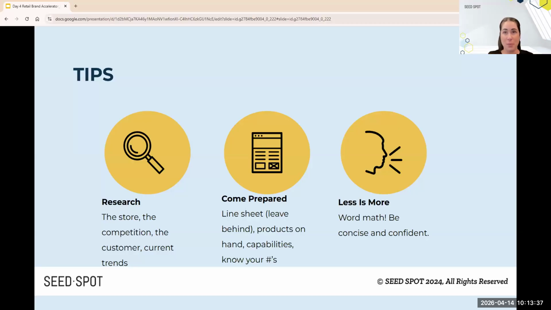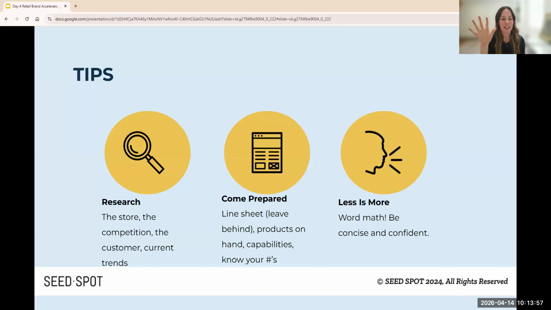Again, with whatever the product is, you want them to interact with it, and imagine it within their store. So set the scene for that. Even if there was no power, if you had to pitch in the wilderness to a buyer, what would that look like? Exactly. And know your capabilities, know your numbers.